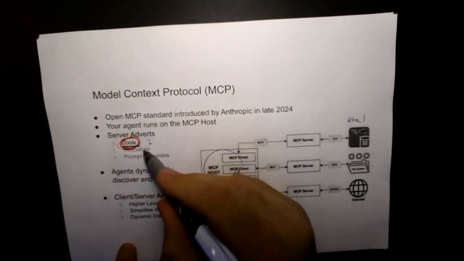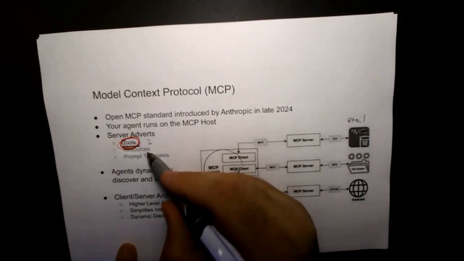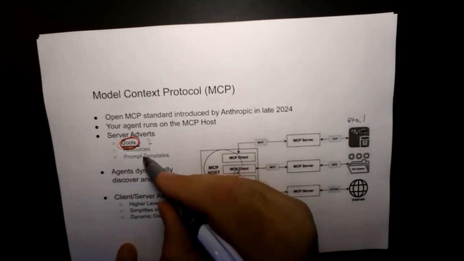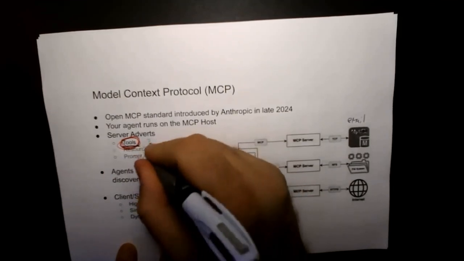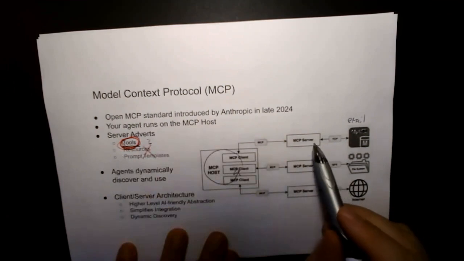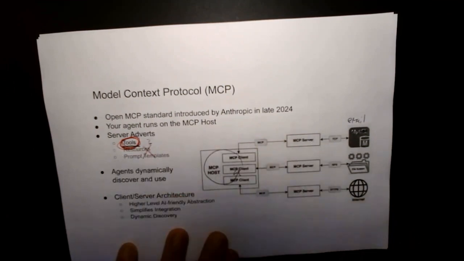The other ones can be interesting, important. Resources are kind of like files that you can read, and prompt templates will tell you which templates this thing can take. But in a lot of cases, you won't even get these. What will happen is the MCP server will only advertise the tools, because that's really the useful part. And so the agents dynamically discover and use these.